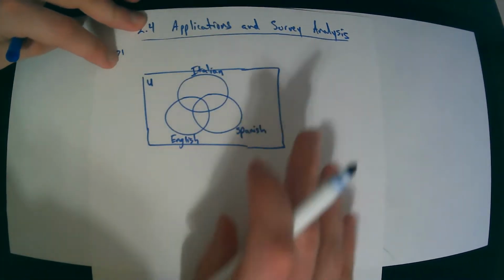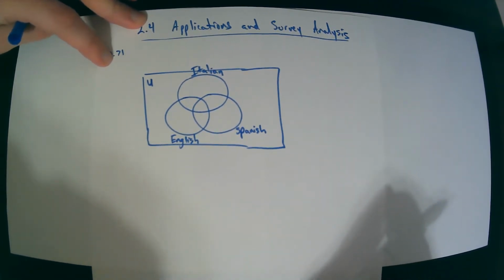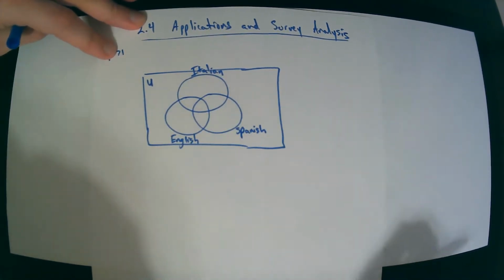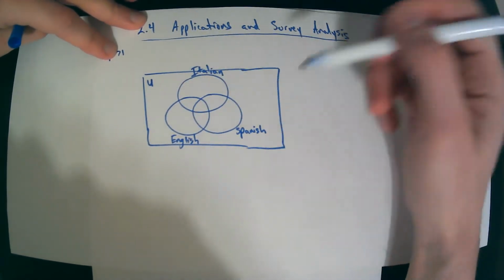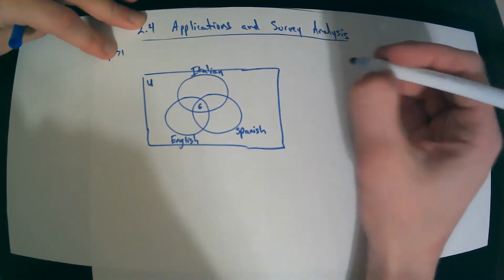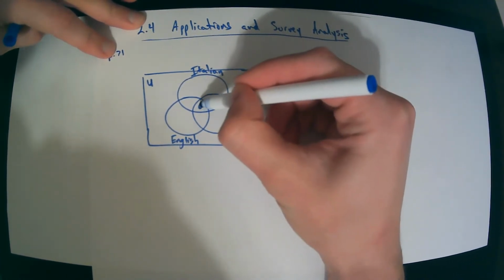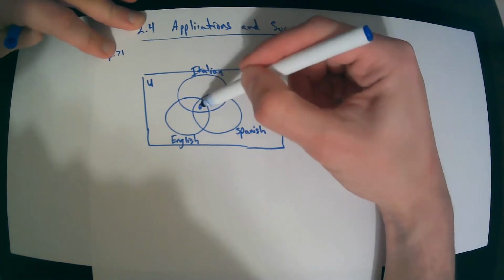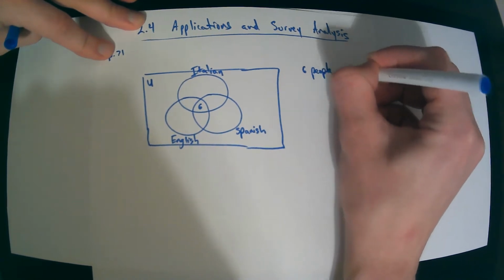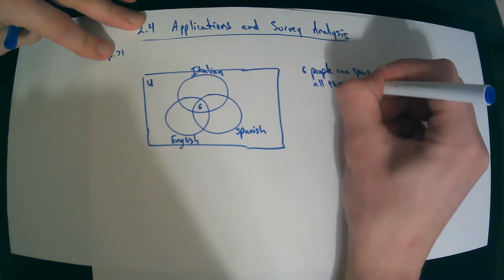Okay, so this apparently came from a survey that a tour guide gave, and now we've got the data and we're going to analyze it. So we see a bunch of different numbers inside each of these different little sections of the Venn diagram. Starting from the very middle, we've got a 6 right in the middle. Since it's right in the center, it's in the intersection of English, Spanish, and Italian. See, it's in all three of these circles. So 6 people can speak all three languages.